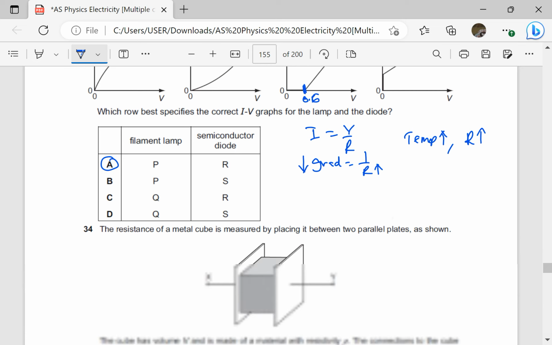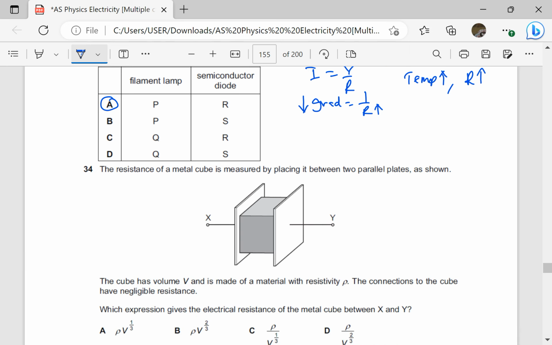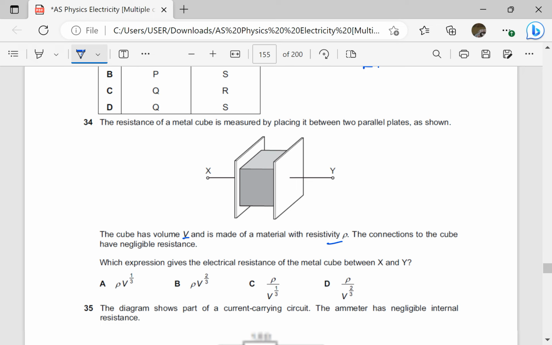The resistance of a metal cube is measured by placing it between two parallel plates as shown in the figure here. The cube has volume V and is made of a material with resistivity ρ. The connections to the cube have negligible resistance. Which expression gives the electrical resistance of the metal cube between X and Y?